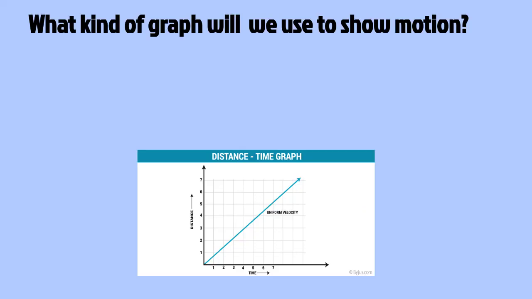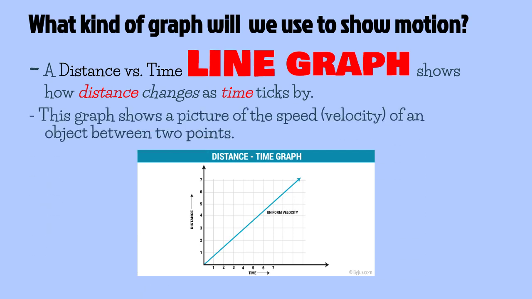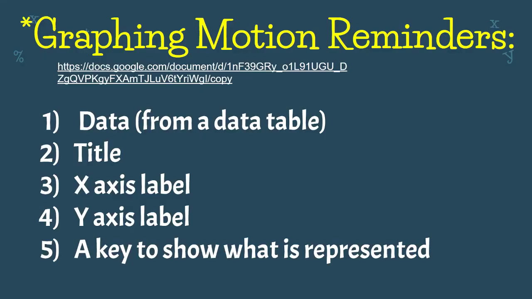Alright, so what kind of graph will we use to show motion? Okay, we're going to use a line graph. It shows how distance changes as time goes by. This graph shows a picture of the speed or velocity of an object between the 2 points. The speed is going to be the slope of that line, how steep it is.